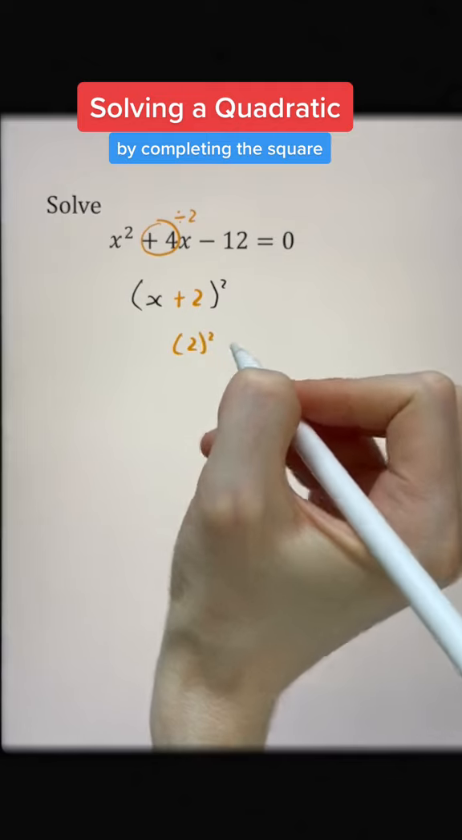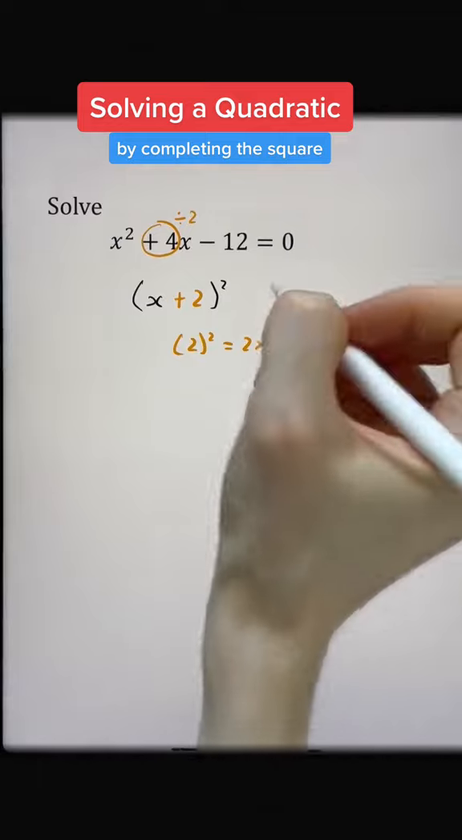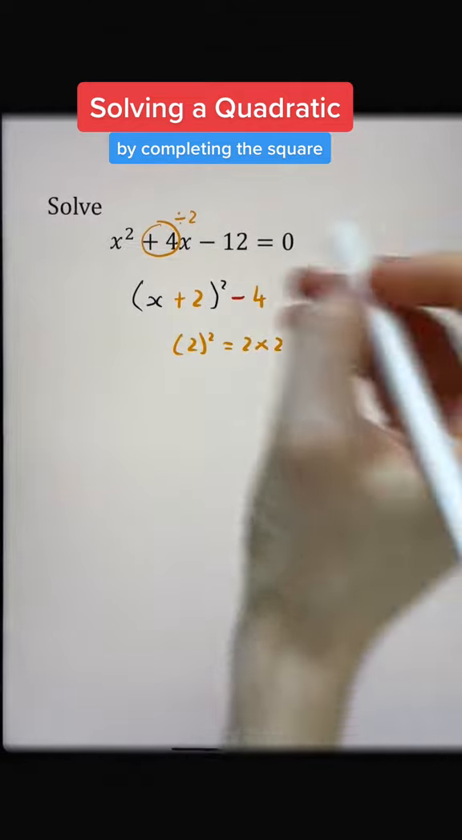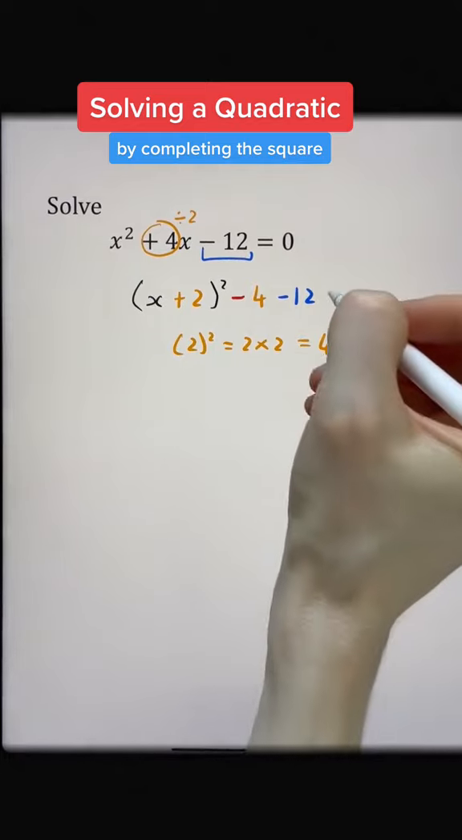Well, 2 squared I know means 2 multiplied by itself, and 2 times 2 gives us 4, and we always subtract this number. So in this case I'm going to subtract the number 4. I've still got the number negative 12, and my quadratic is still equal to 0.